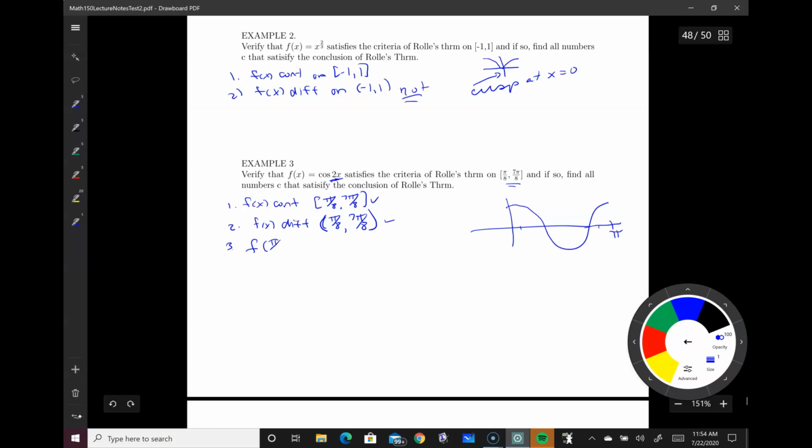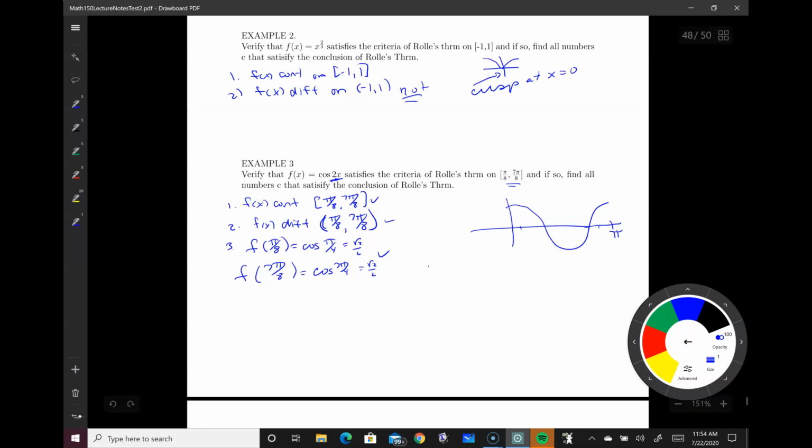All right, so then the last thing is to check. If I plug in pi over 8, I get cosine of 2 times pi over 8, so that gives me pi over 4, so that's root 2 over 2. And then if I evaluate at 7 pi over 8, that gives me cosine of 7 pi over 4, and that's root 2 over 2 as well. So check. The y values are equal.